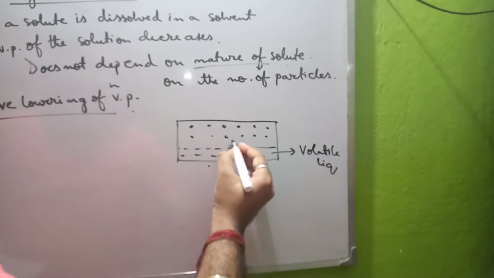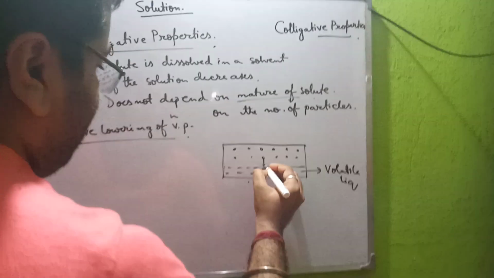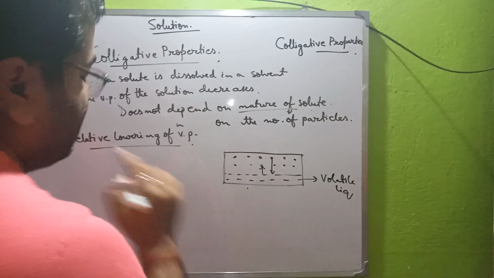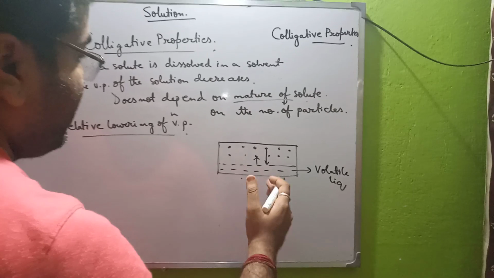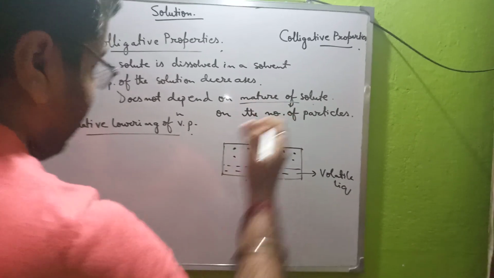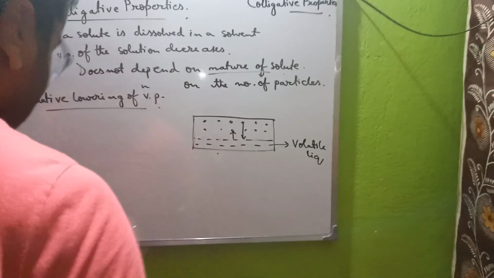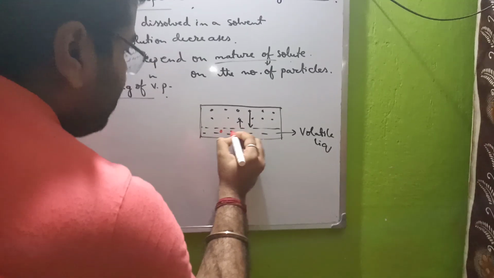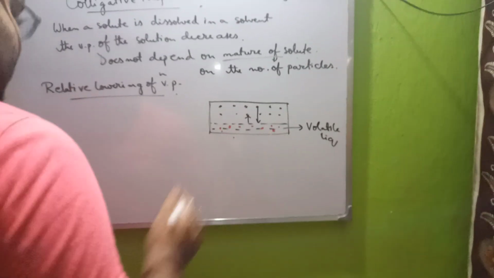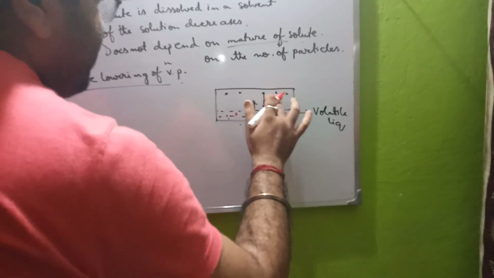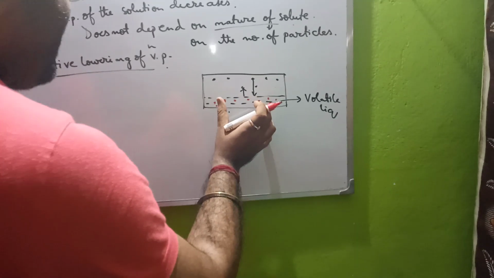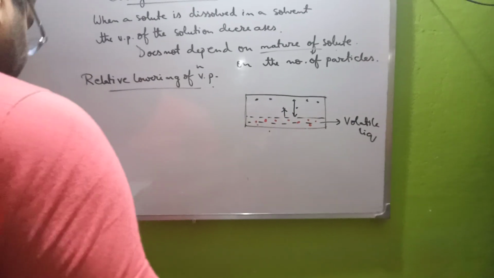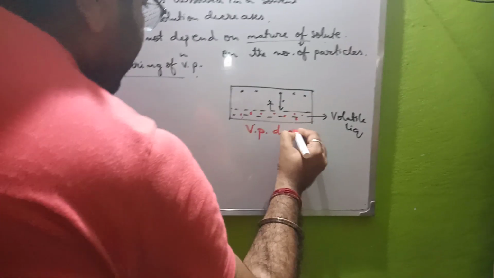Now there will be a particular point, and we all know that the vapors are coming from the surface of the liquid, and similarly some of the vapors are also returning back to the surface of the liquid. So there will be a particular point where the volatile liquid will vaporize. Now when I am adding a non-volatile solute to this solution, what will happen? The vapor pressure over here will start decreasing because the solute has occupied the intermolecular space between the solvent molecules, and therefore vapor pressure will decrease.